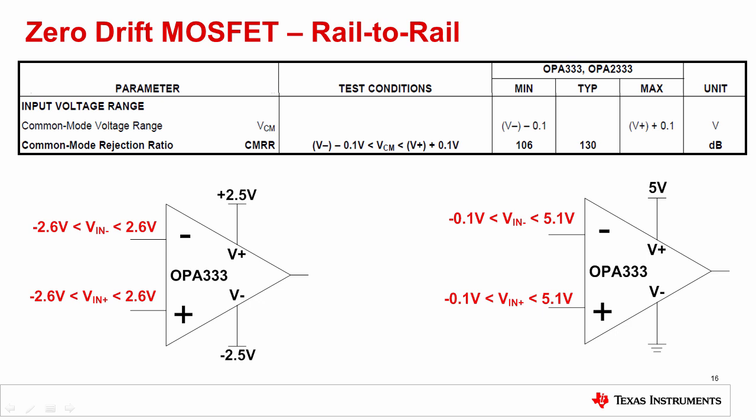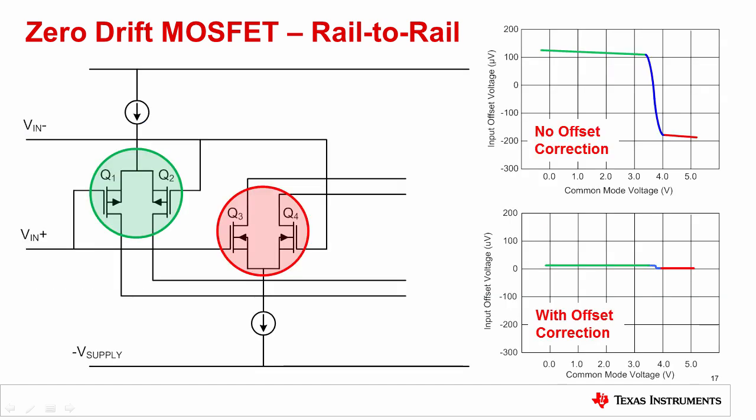Because the zero drift technology minimizes the VOS of the amplifier, the crossover distortion is heavily reduced as well. This is evident in the CMRR spec, which has a typical value of 130 dB across the entire linear common mode range. Zero drift amplifiers with rail-to-rail inputs actually use the same complementary N-channel and P-channel input configuration as shown earlier in the video, so they do exhibit some degree of crossover distortion. However, the offset of the amplifier is corrected by digital calibration, so the magnitude of the offset transition and the crossover distortion is greatly diminished.